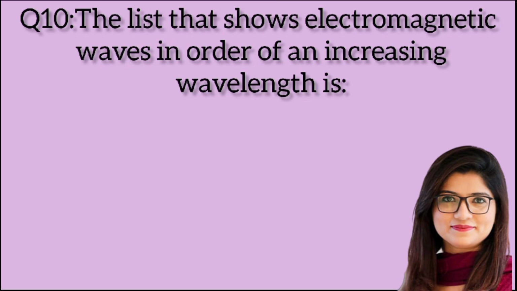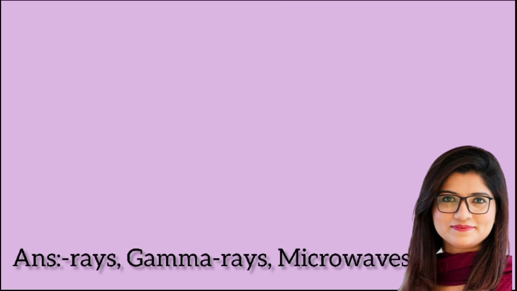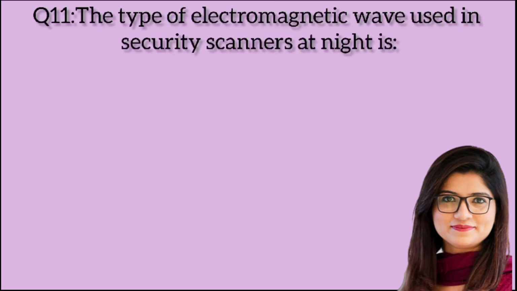Question 10. The list that shows electromagnetic waves in order of increasing wavelength is. Answer: X-rays, gamma rays, microwaves. Question 11. The type of electromagnetic wave used in a security scanner at night is. Answer: X-ray.